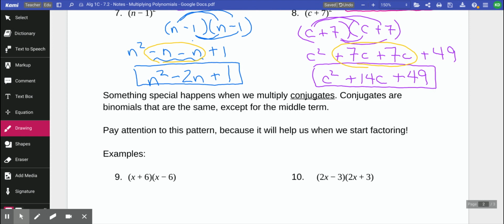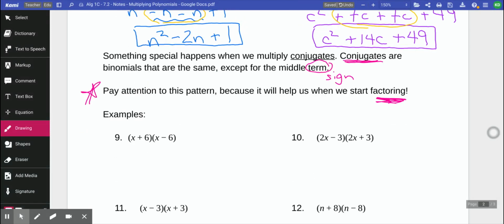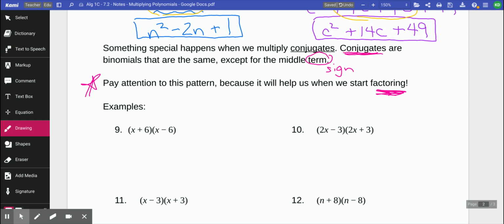Okay, we're going to talk about conjugates. Conjugates are binomials that are the same except for the middle sign. This again will really help us when we start factoring, right? So this is a really important one to pay attention to. So let's see what happens. These are conjugates: x plus 6, x minus 6, they're exactly the same except for the middle sign. So that's what we call conjugates.